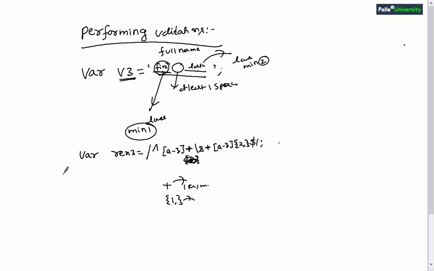After this we need to check whether the v3 variable's content is present as per the regular expression or not. So obviously I will write if not v3.match of rex3, open curly bracket, end curly bracket. Execution will come into this if condition body in case the v3 variable's content does not match this regular expression. Believe you understood.